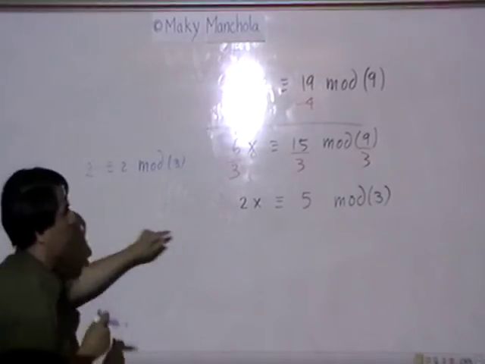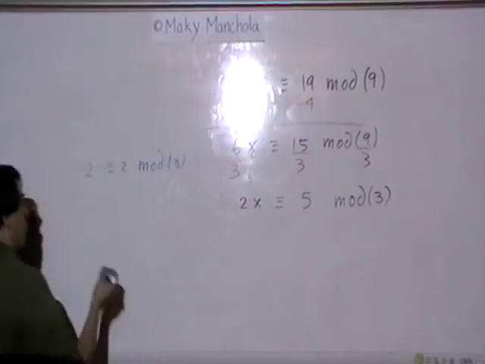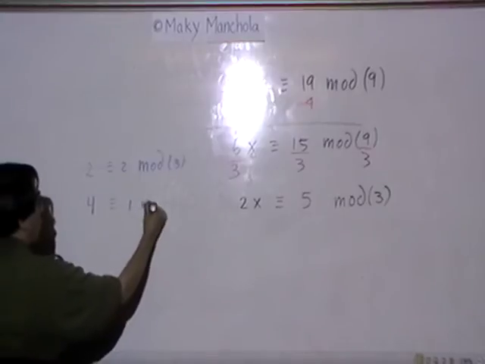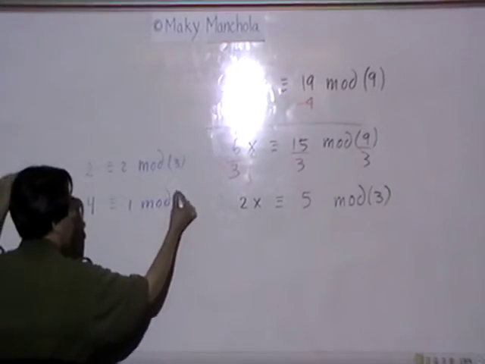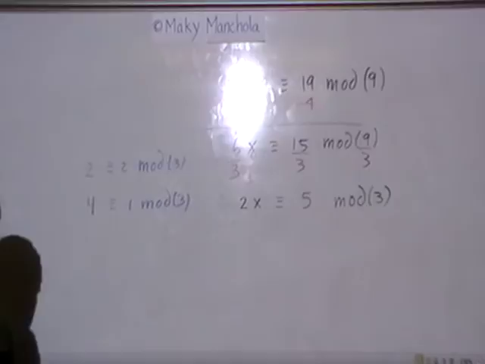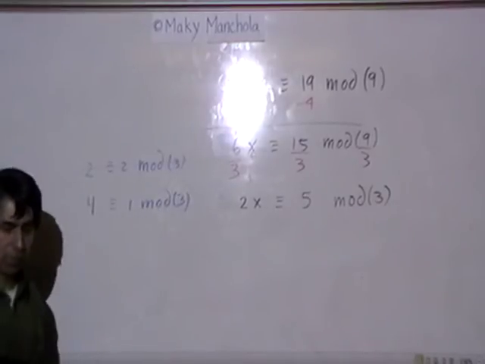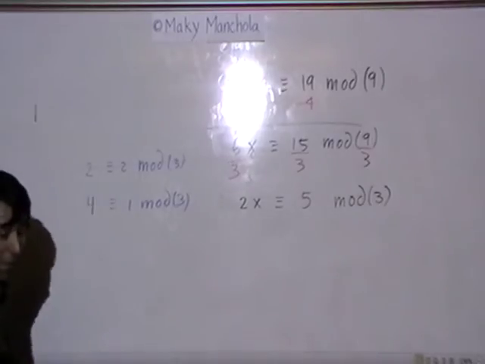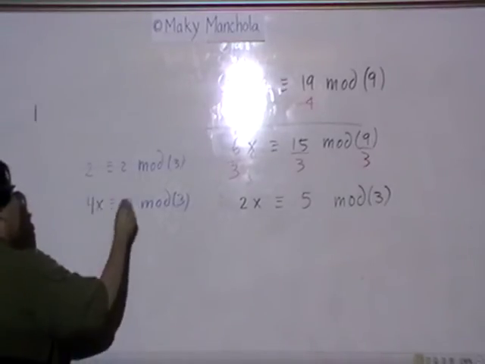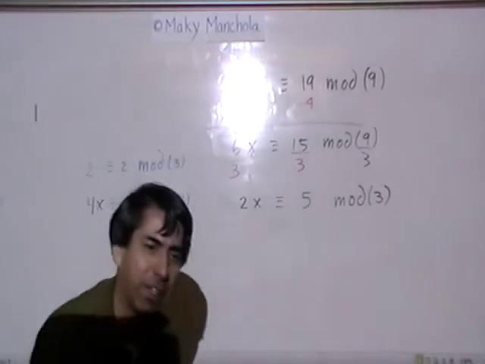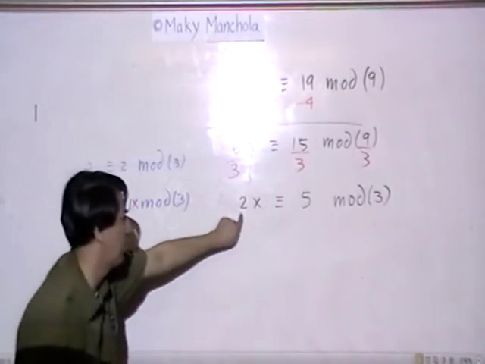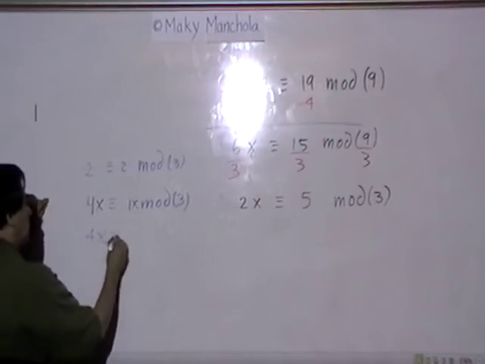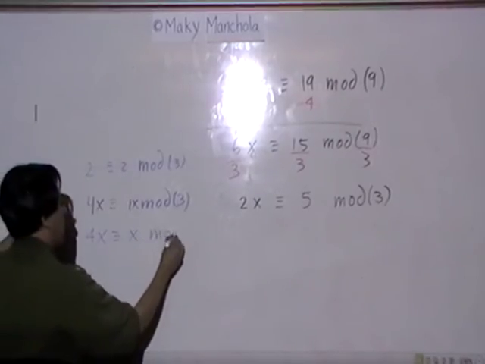How about we try another multiple of 2, like 4? 4 is what? Well, it's congruent to 1 mod 3, because if you divide 4 by 3, the remainder is 1. Now, I can do this. I could say, well, multiply both sides by x. Just trying to explain here how you would reason out getting rid of this 2. So right now, I'm seeing that 4x is congruent to x mod 3.